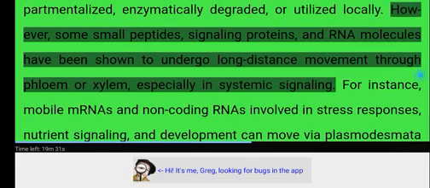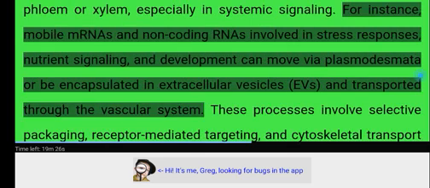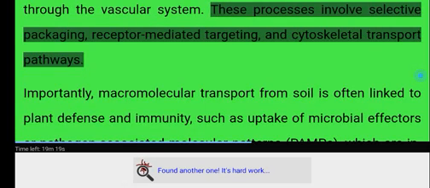However, some small peptides, signaling proteins, and RNA molecules have been shown to undergo long-distance movement through phloem or xylem, especially in systemic signaling. For instance, mobile mRNAs and non-coding RNAs involved in stress responses, nutrient signaling, and development can move via plasmodesmata or be encapsulated in extracellular vesicles (EVs) and transported through the vascular system. These processes involve selective packaging, receptor-mediated targeting, and cytoskeletal transport pathways.